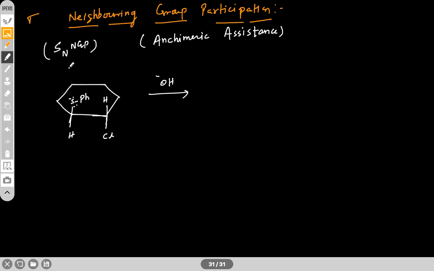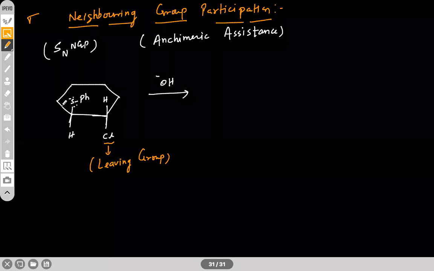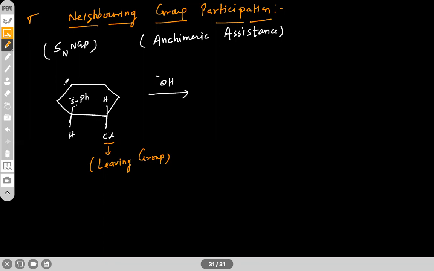For neighboring group participation, the group here and here, you see, this is a leaving group. So the attacking particle is present in the same molecule, and the leaving group is present at the anti position of this attacking particle. This group attached over here must have a lone pair on it. So this lone pair, intramolecularly, attacks this carbon and the leaving group goes out. You see, the neighboring group takes part in the reaction. That's why it is neighboring group participation.